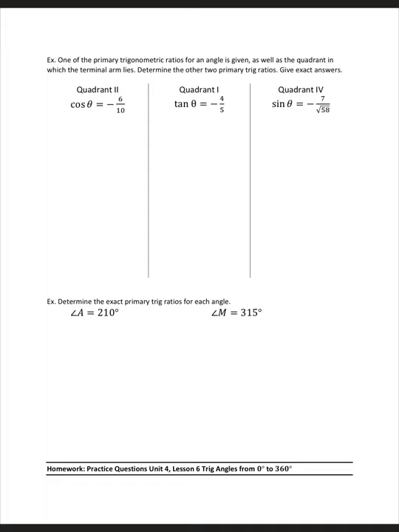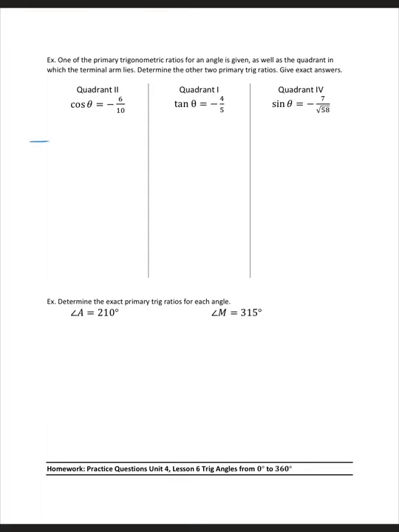Okay, so we'll continue looking at some examples. One of the primary trigonometric ratios for an angle is given, as well as the quadrant in which the terminal arm lies. Determine the other two primary trig ratios, give exact answers. So again, any radicals we get for these examples, we're going to leave as radicals. We're going to try one together, and then I'm going to get you guys to do one on your own. So this says in quadrant 2 we have theta.